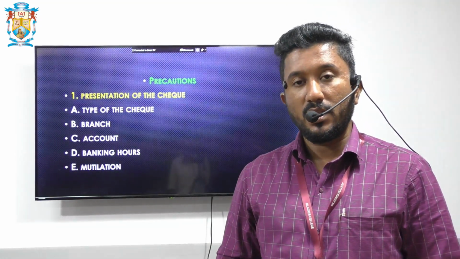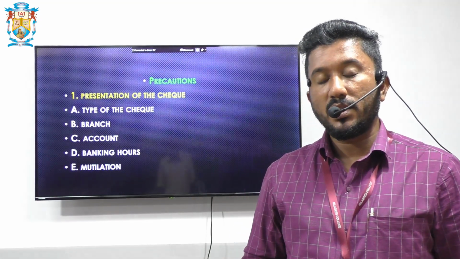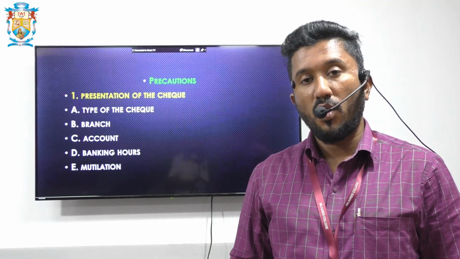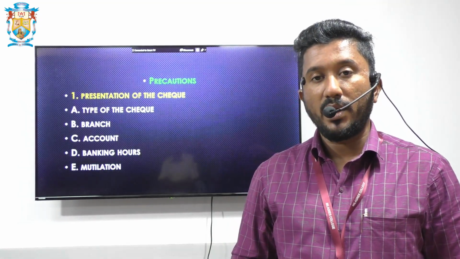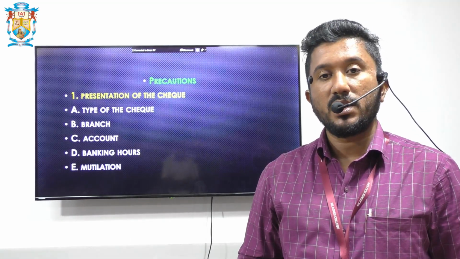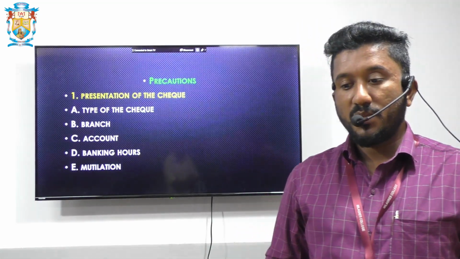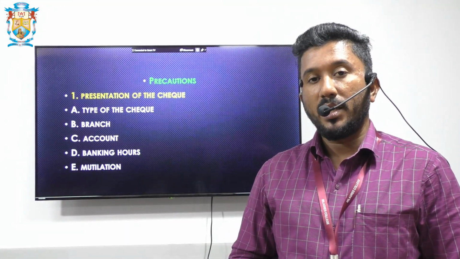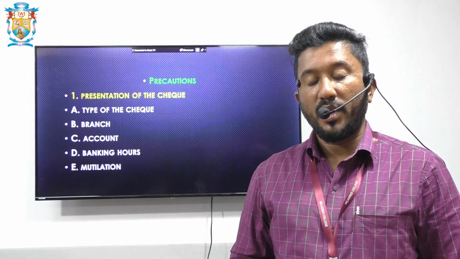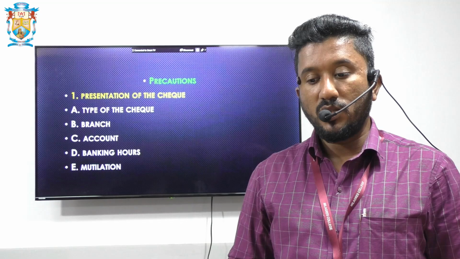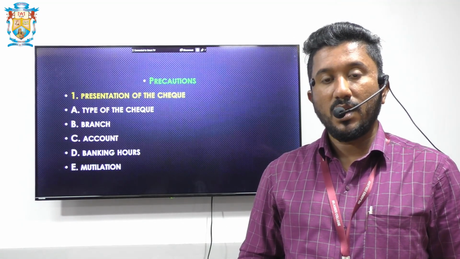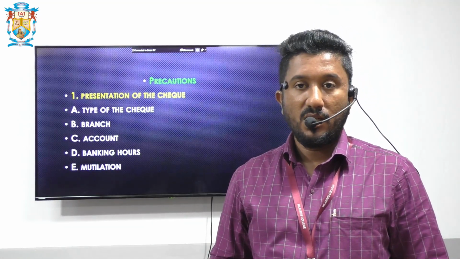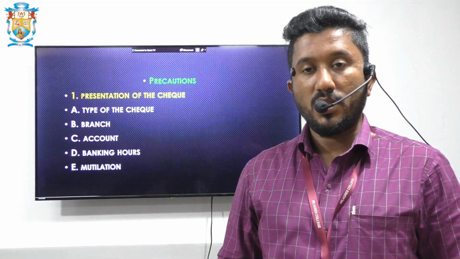So in order to safeguard his position, the paying banker has to observe certain precautions while honoring the check. Before honoring the check, the banker must know what precautions to be taken and what important procedures to be followed before paying the customer. The first one is presentation of the check. While presenting the check, the banker must see the following precautions: type of the check, branch, account, banking hours, and mutilation. Usually there are two types of check: one is open check, the other one is crossed check.